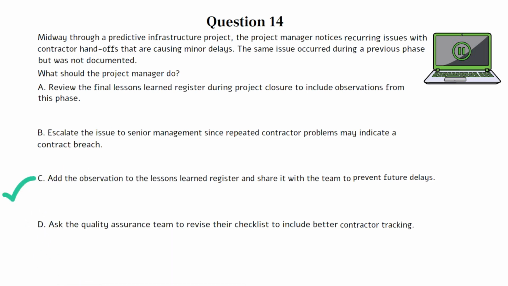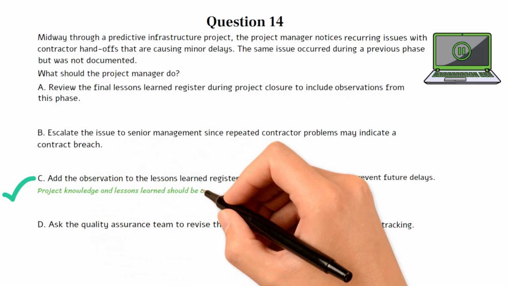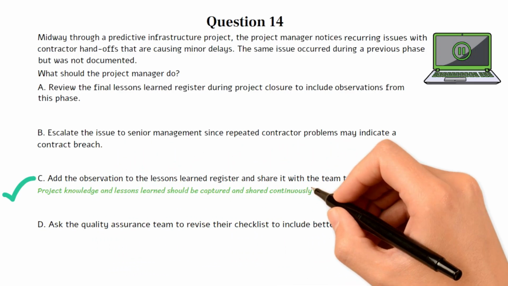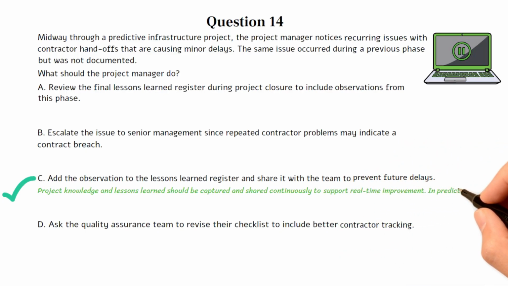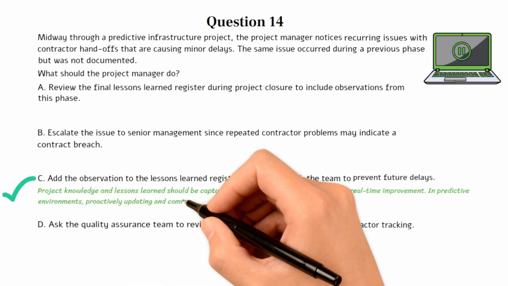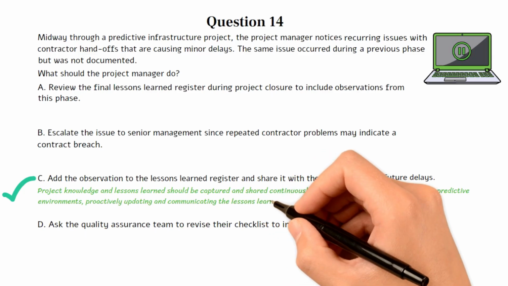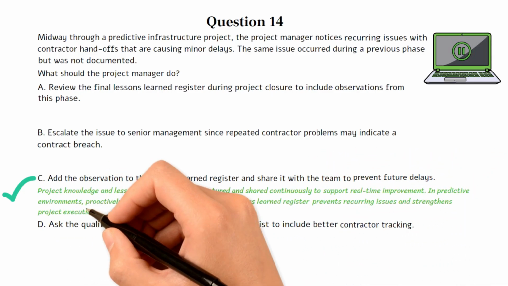Choice C is the best option because project knowledge, including lessons learned, should be captured and shared continuously throughout the project. In predictive environments, waiting until closure to document these issues means losing opportunities to improve team performance in real time. Proactively updating the lessons learned register and communicating it helps prevent recurrence and enhances execution.